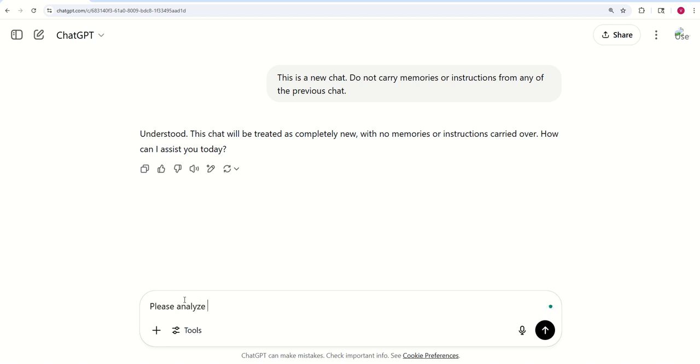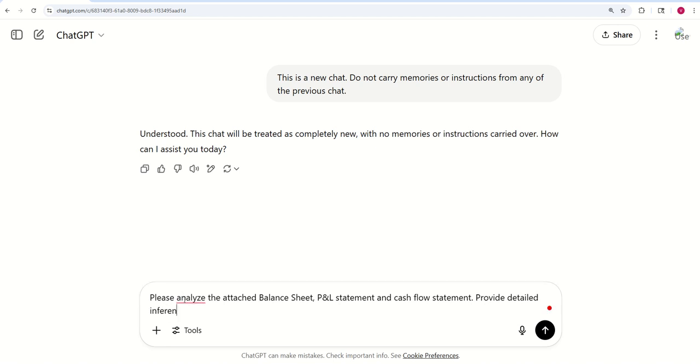Please analyze the attached balance sheet, P&L statement, and cash flow statement. Provide a detailed inference from this analysis.